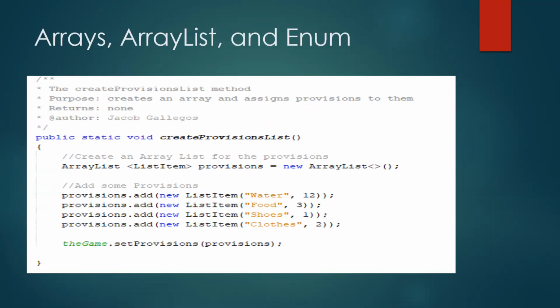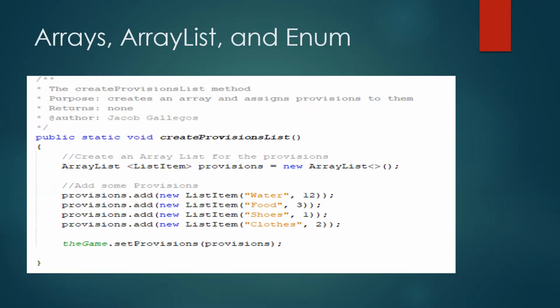and you wanted to change what they're equal to, you can use an array. You want to use an array list when you want to have a dynamic list. For example, in our provisions, we do not know how many provisions this person is going to have. If I want to add a new one, I can do provisions.add. I can even delete provisions. So if you want a dynamic list, use an array list.